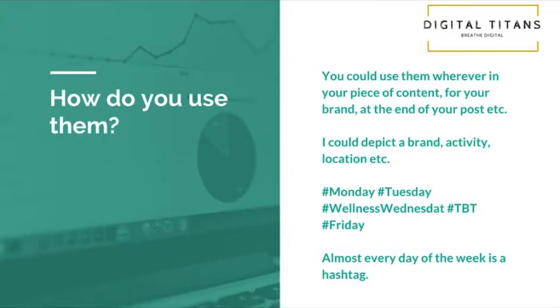Now, how does it work? How to use them? You can use them wherever in your piece of content. You could have a hashtag for your brand, or you could use a couple of hashtags which are very relevant to your post and your business at the end of your post. Now, I could depict a brand or an activity or a location, and if you look at the hashtags that I've mentioned here, Monday, Tuesday, Wednesday, Thursday, Friday, these are all days of a week, and there's almost a hashtag for every day of the week, right? Now, all of you must be familiar with Throwback Thursdays, and that's typically used with a hashtag TBT.